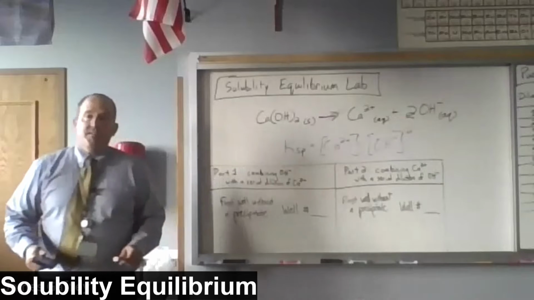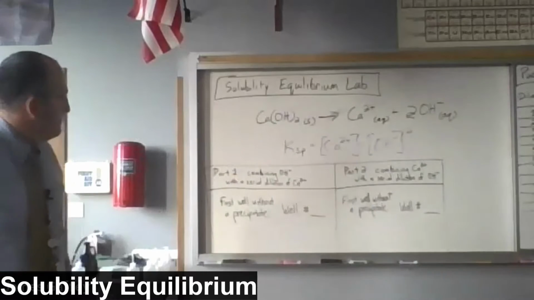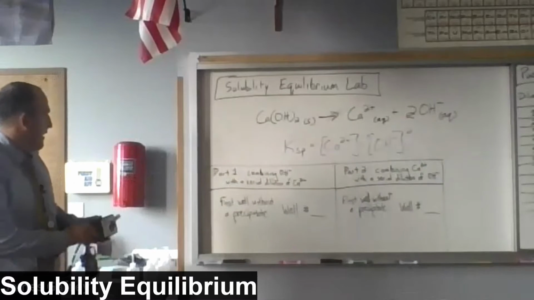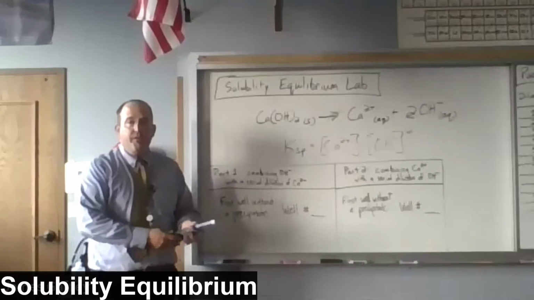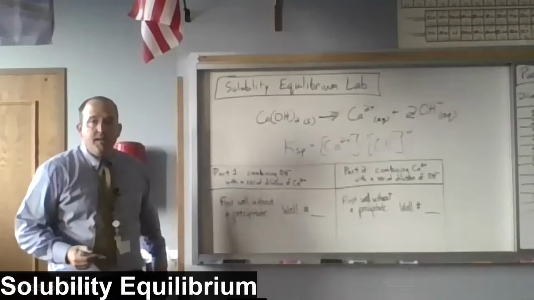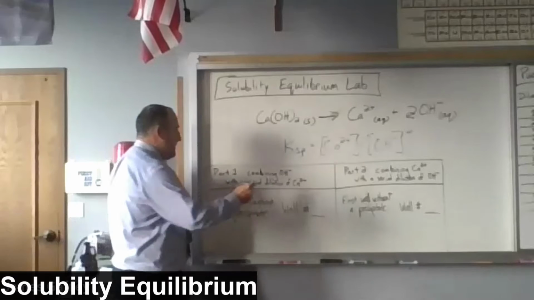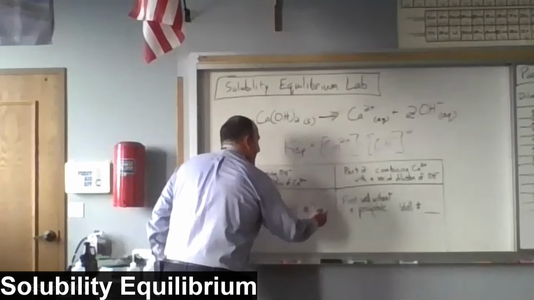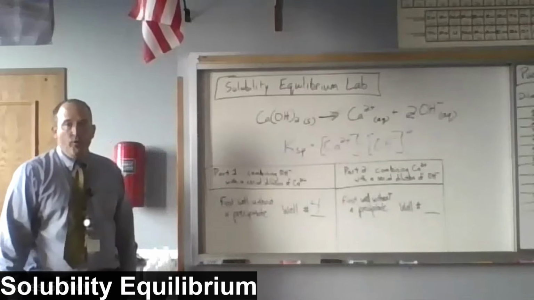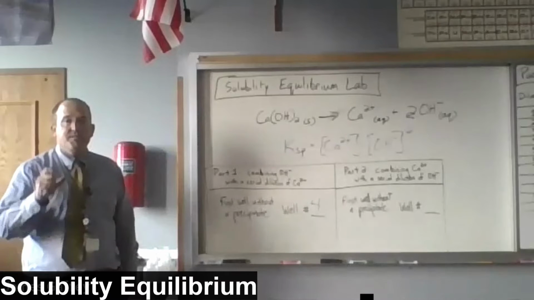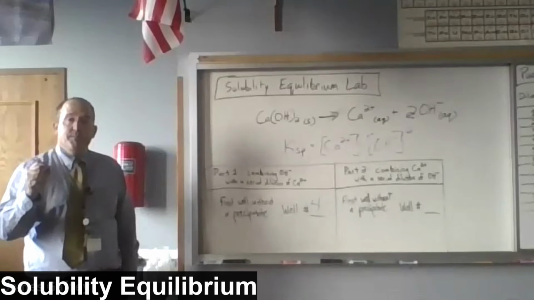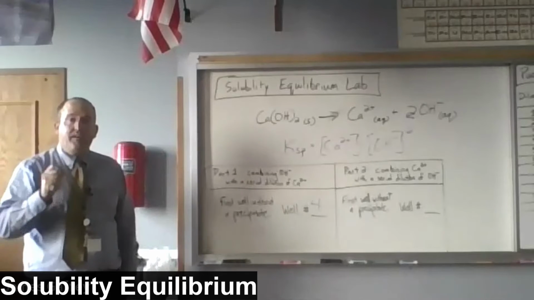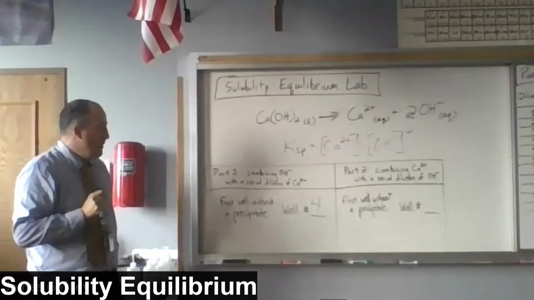Now, there were 2 parts to the lab. One, we were combining the hydroxide ion with a serial dilution of calcium ion. And in that part, we found that the first well that did not have a precipitate was well number 4. Wells 1, 2, and 3 all had a whitish precipitate. The first well that lacked that precipitate was well 4.